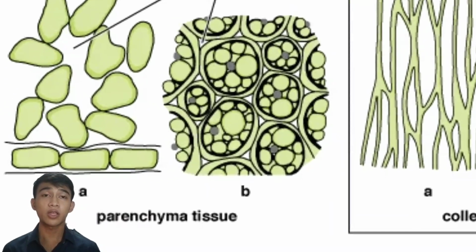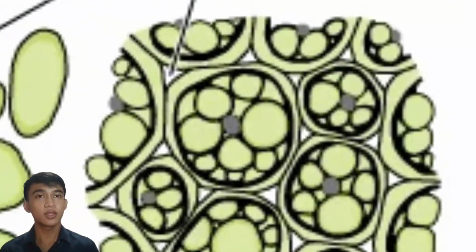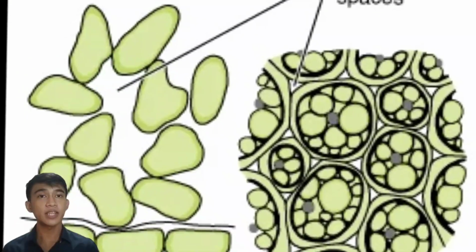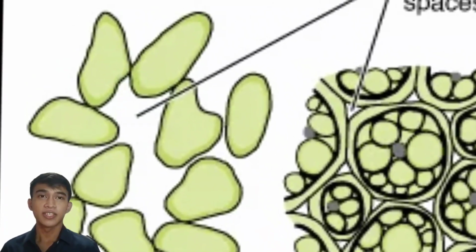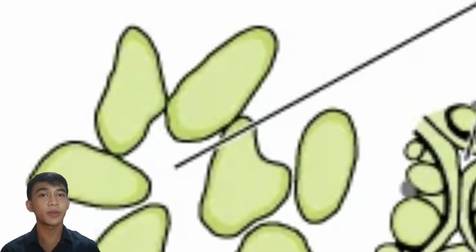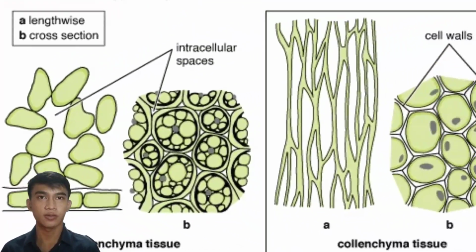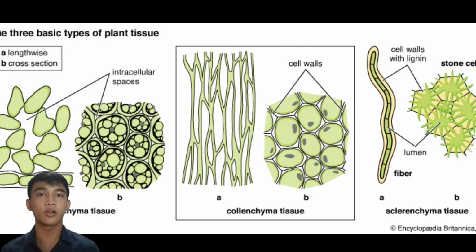So, parenchyma consists of unspecialized cells with thin cell walls. Cells of this tissue are living. These cells are loosely packed, which form large spaces between cells called intercellular spaces, and provide support and also store food.